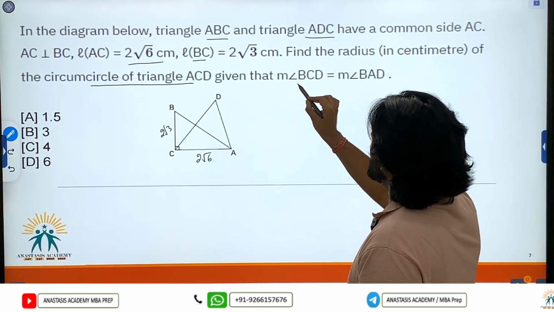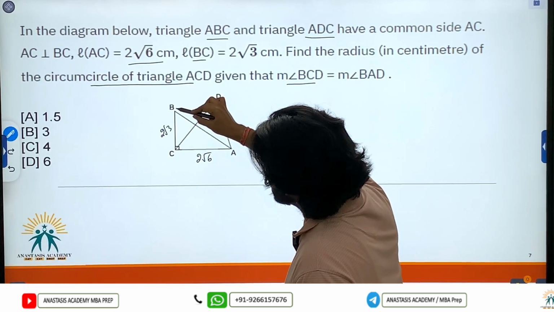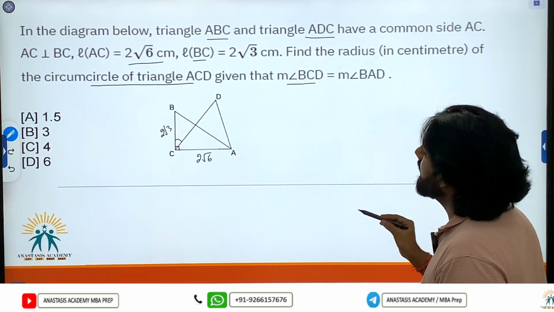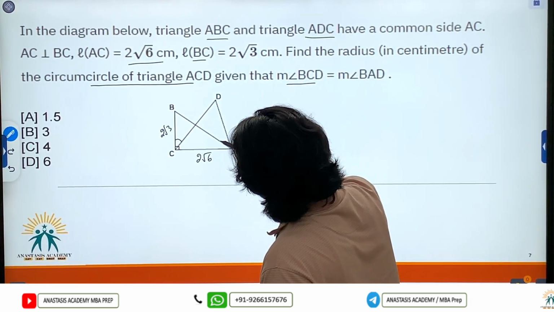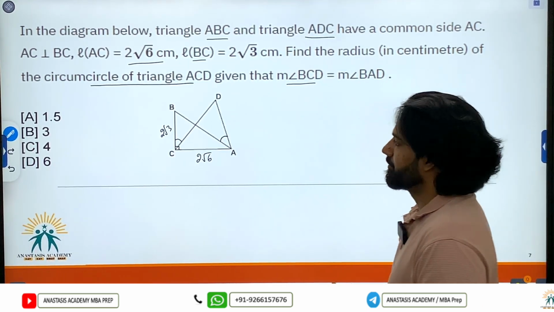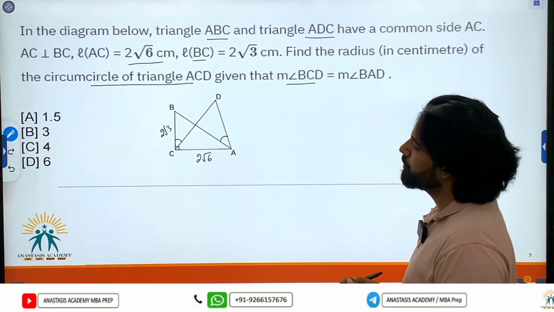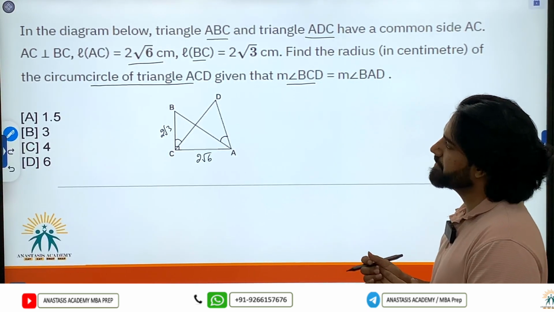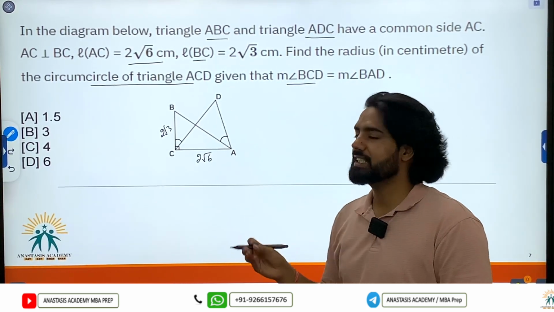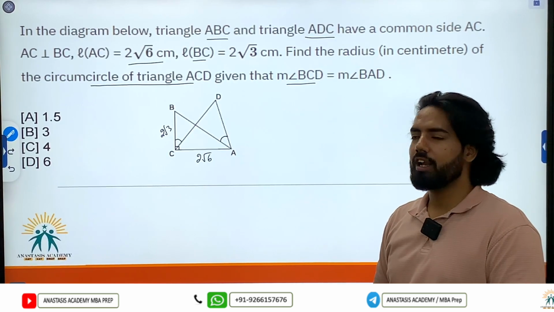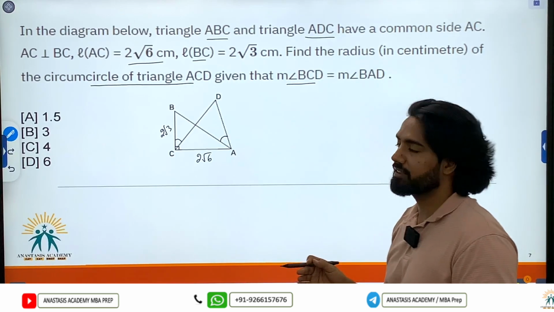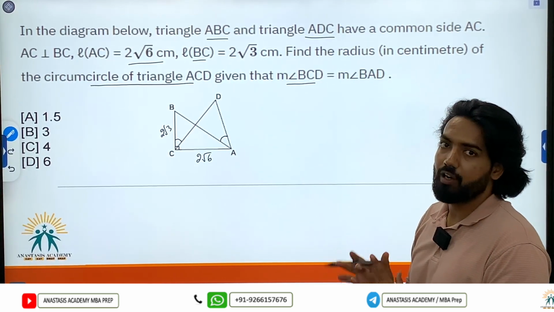Given that angle BCD is equal to angle BAD, these two angles are given as equal. Because some angles are given, to find the radius of the circumcircle, either this triangle has to be a right angle triangle, or triangle ABC has some connection with the circumcircle of this triangle.